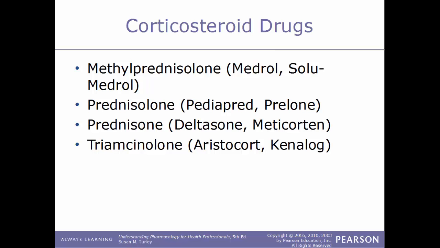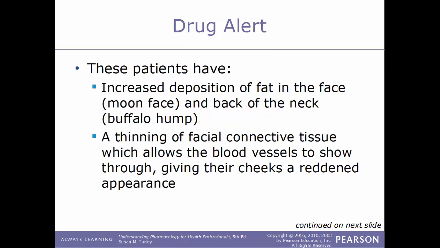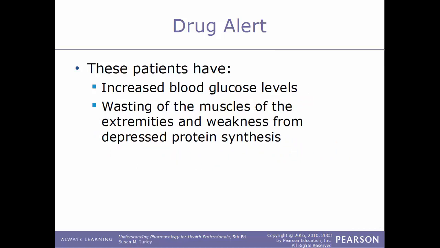Patients who take a prolonged or a high dose of corticosteroid drugs like prednisone develop a unique appearance that is just like the appearance of patients who would have a hypersecretion of glucocorticoids, such as in Cushing syndrome. These patients have an increased deposit of fat within the face, often called a moon face, and also have an increased deposit of fat within the back of the neck, so it looks like they have a buffalo hump. They can also have a thinning of facial connective tissue, which allows the blood vessels to show through, giving their cheeks a bright red appearance. These patients can also have increased blood glucose levels.